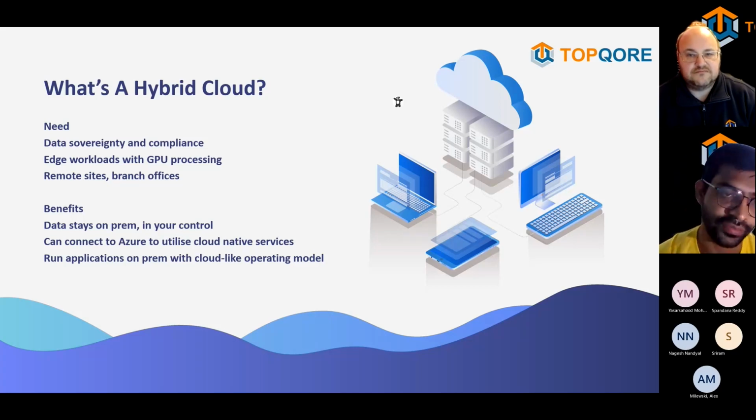And then again, remote sites, branch offices, think about retail organizations, think about things like Walmart, Reliance in India, and 7-Elevens, right?